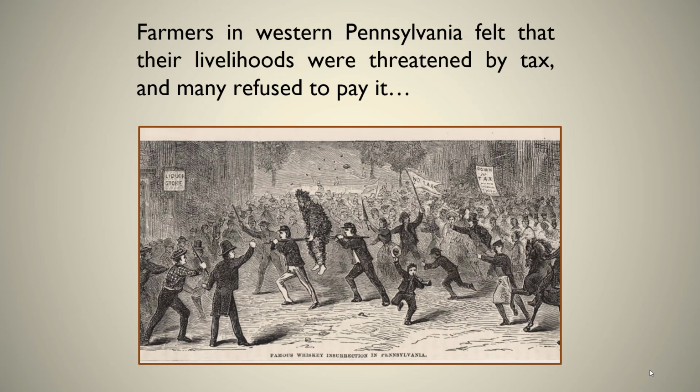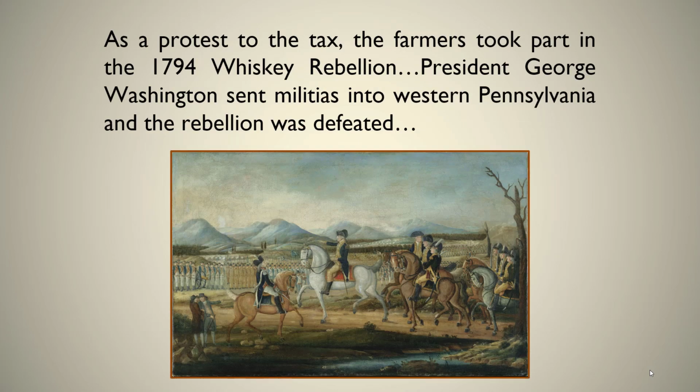Farmers in western Pennsylvania felt that their livelihoods were threatened by the tax, and many refused to pay it. As a protest to the tax, the farmers took part in what's known as the 1794 Whiskey Rebellion. President George Washington sent militias into western Pennsylvania, and the rebellion was defeated.